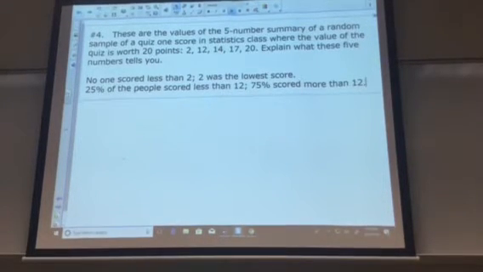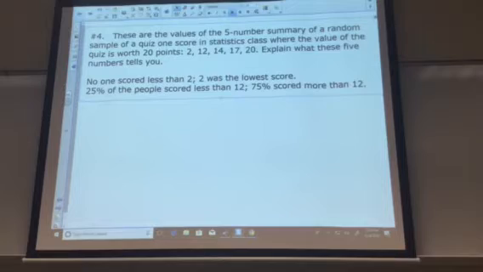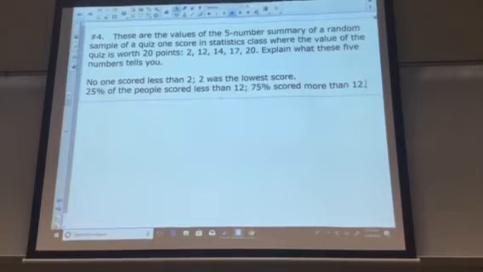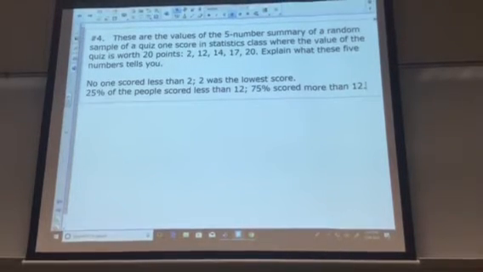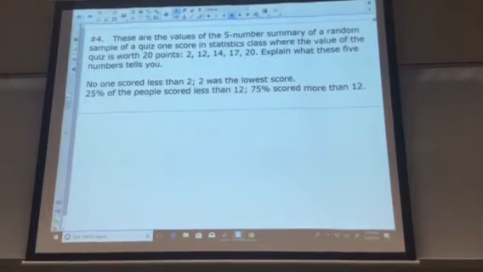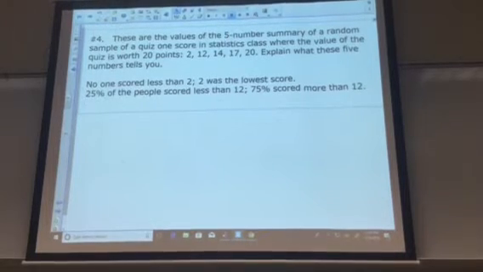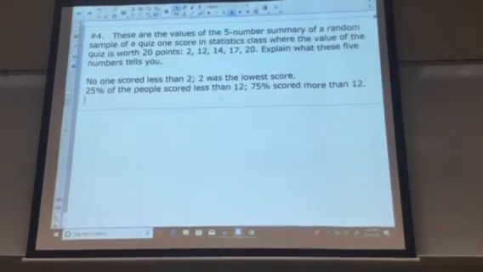If that 12 represents where the bottom 25% is, then it also represents where the upper 75% is. And that question may not talk about 1/4, it may talk about 3/4. What does the 14 tell you? The 14 is which value?